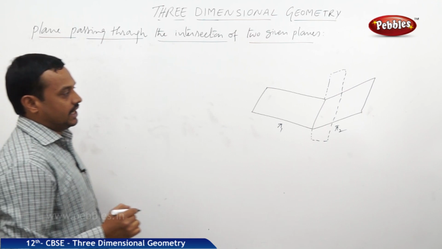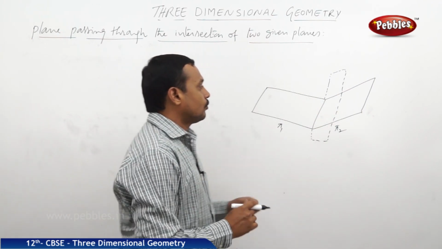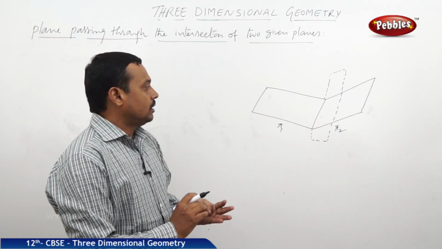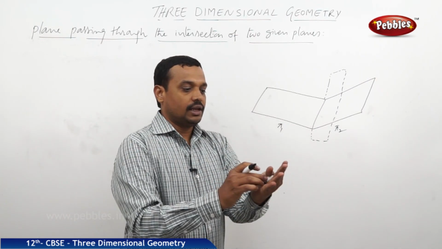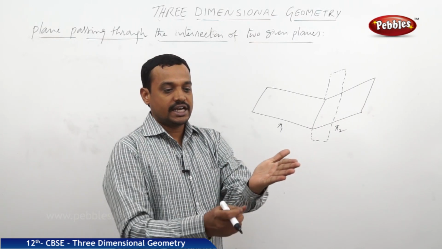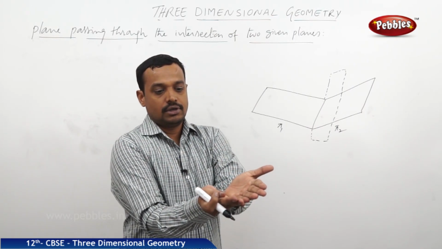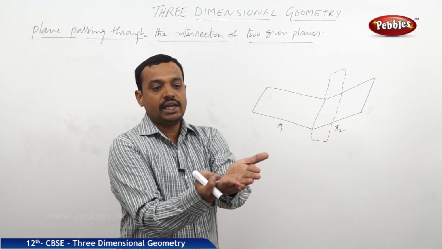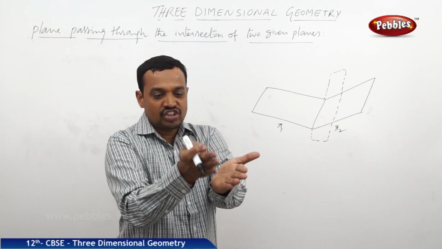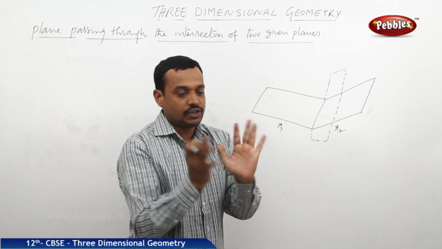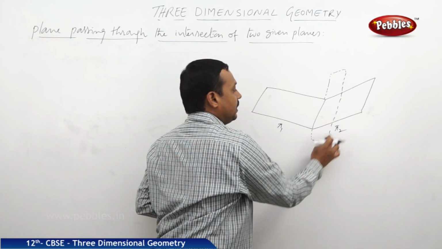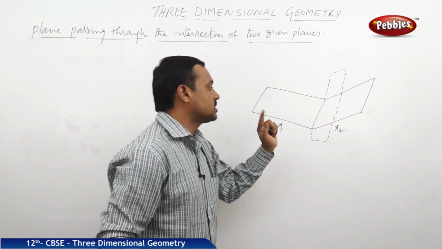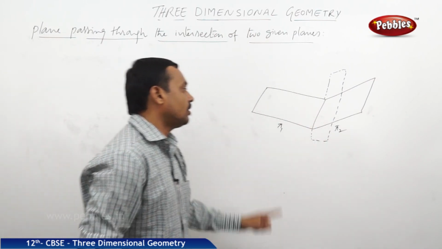Now let us take it like this. We can represent one plane like this and the second plane like this. This is the line of intersection. Now a plane can be defined passing through this line of intersection of the two planes. Let that plane be this one. Now we are going to find the equation of this plane passing through the line of intersection of two given planes.